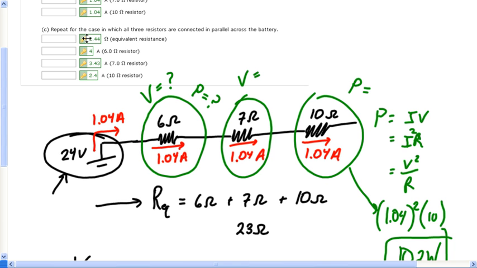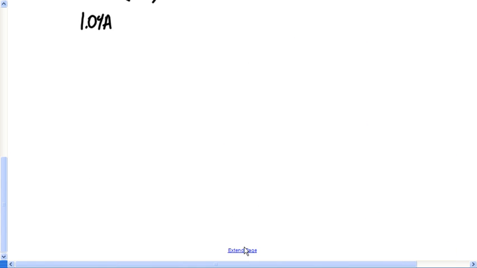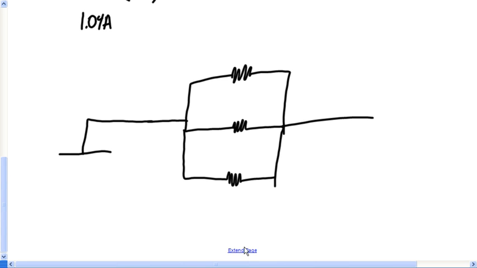Let's do C. C wants you to redo this problem again, but it wants you to make all of these in parallel. So let's take those same 3 resistors, and let's put them all in parallel to each other. And what I mean by that is, let's split the electricity. So we got the same 24 volts of potential, and then we've got a 6, a 7, and a 10 ohm resistor all in parallel to each other.